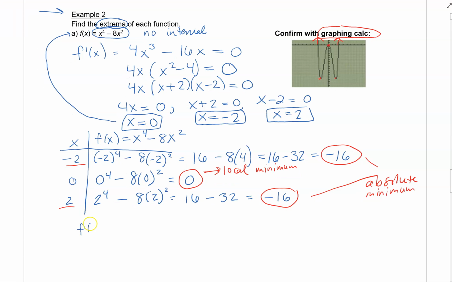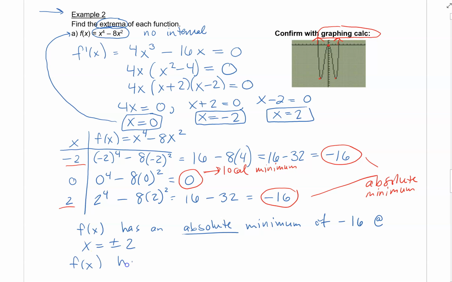So we can say that f of x has an absolute minimum of negative 16. Remember, the minimum or maximum value is the y-coordinate, and then the x-coordinate locates it. So we would say it has an absolute minimum of negative 16 at the x values of positive and negative 2, and it has a local, or relative, whichever one you want to say, maximum of 0 at x equals 0. And that would be our extrema for part A of example 2.